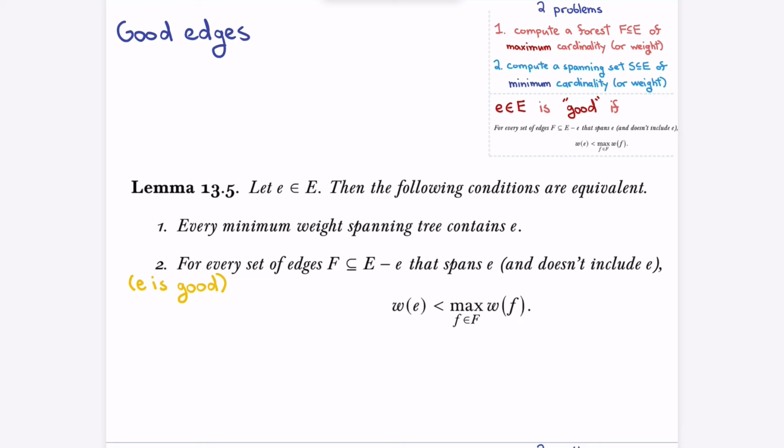So I'm saying these are equivalent. Number 2 is saying that E is good. It's just written out for some reason. And that's equivalent to saying every minimum weight spanning tree contains E. So if we can prove this to be correct, we can guarantee that every spanning tree contains this edge. That means I can always try to take an edge if I know it's good. That would be very helpful when it comes to algorithm design time.